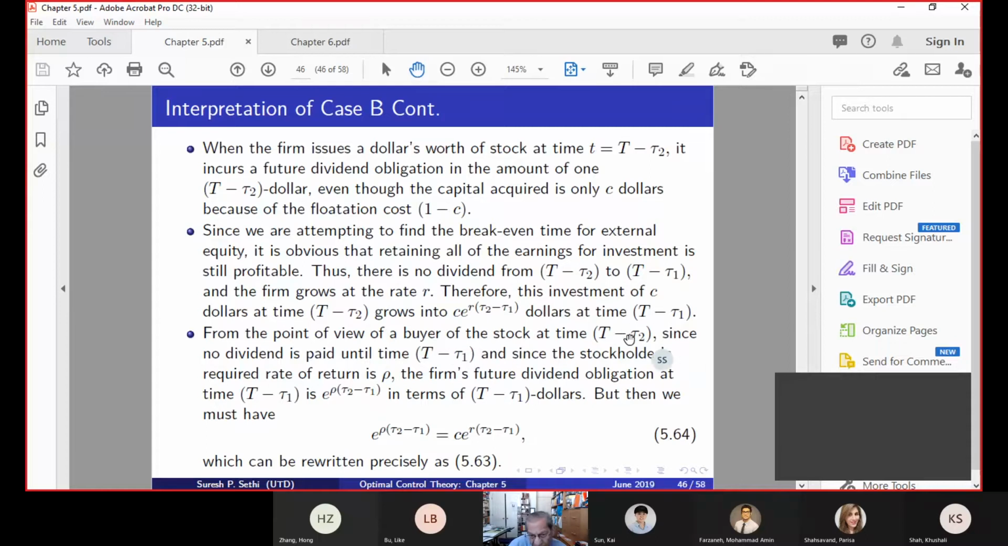So the buyer of the stock at time t minus tau 2, since no dividend is paid, and since the stockholders' required rate of return is rho, the firm's future dividend obligation at time t minus tau 1 is e to the rho times tau minus tau 1, in terms of t minus tau 1. But then we should have e to the rho (t minus tau 1) is exactly equal to that.